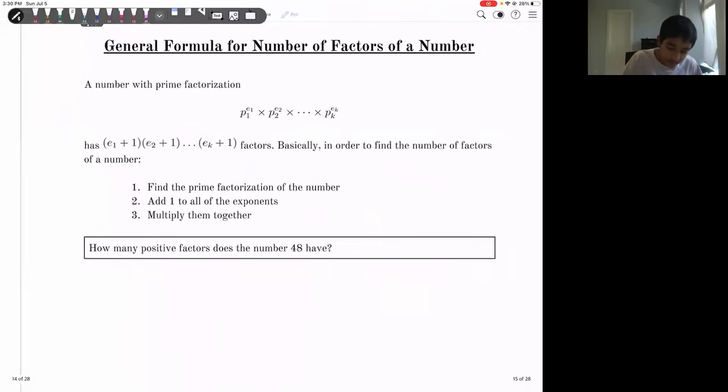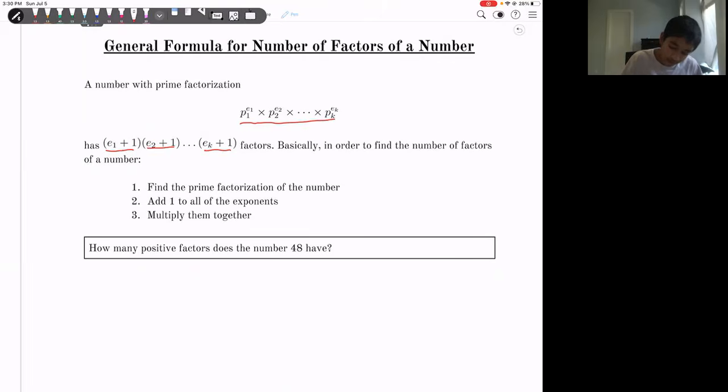So a number with the prime factorization p1 to the power of e1 times p2 to the e2 times dot dot dot all the way till pk to the ek has (e1 plus 1) times (e2 plus 1) times dot dot dot all the way till (ek plus 1) factors. Okay, so don't worry about this complicated definition here. That's just stating it formally.